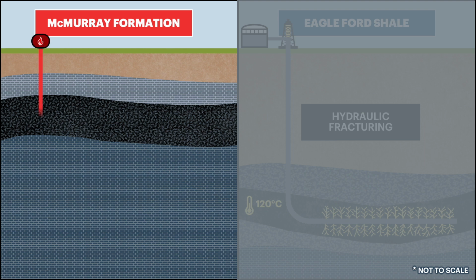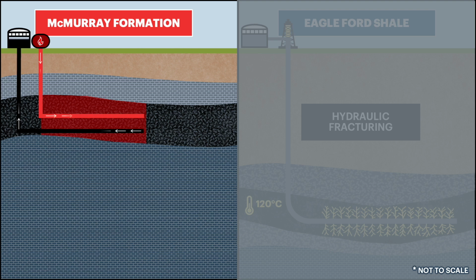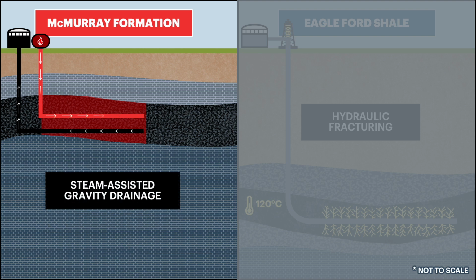To heat the reservoir, steam is injected into the targeted formation at relatively low pressures since the sand is very permeable. As the bitumen warms up, it begins to flow by gravity to a production well stacked below the steam injection well, leaving all the sand in place. This process is known as steam-assisted gravity drainage.